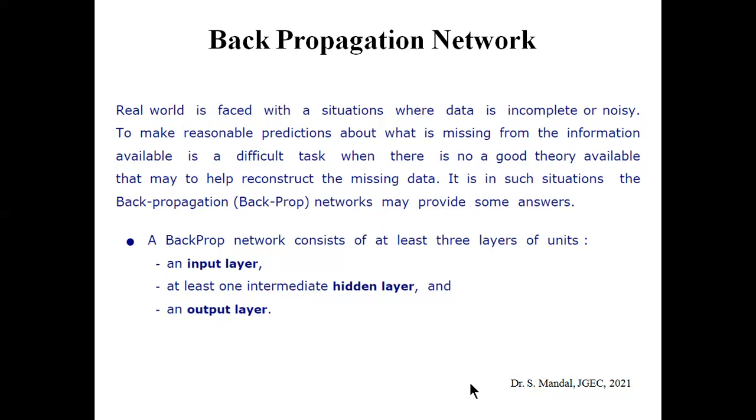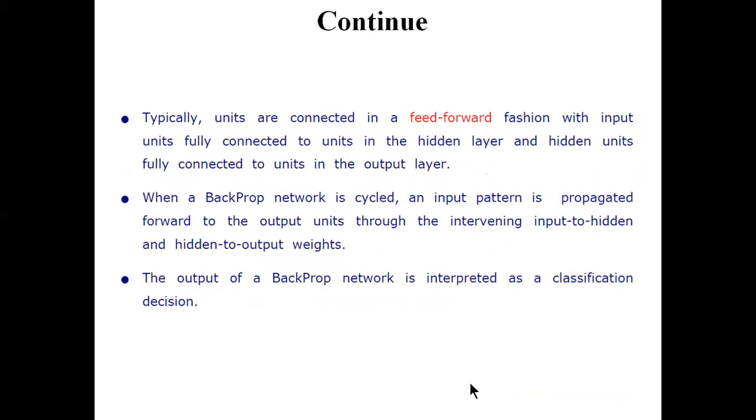Basically, a backpropagation neural network consists of at least three layers. First of all, an input layer, and second, the intermediate hidden layer. The number of hidden layers may be more, but there should be at least one intermediate hidden layer, and obviously an output layer. So a backpropagation neural network consists of three layers: input, hidden, and output. Now coming to the next slide. Typically, these units, input, hidden layer, and output layer, are connected in a feed forward fashion. That means input units are fully connected to the units of the hidden layer, and hidden layer units are connected to the output layer fully.